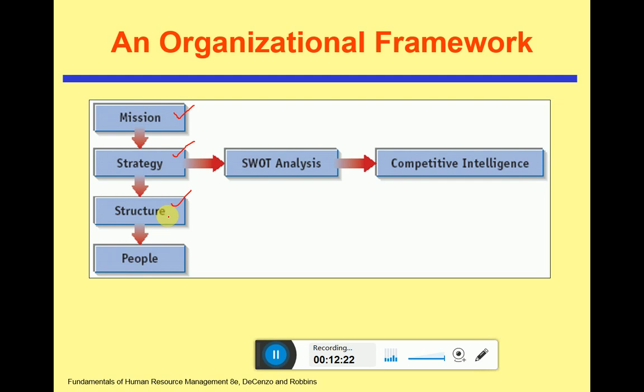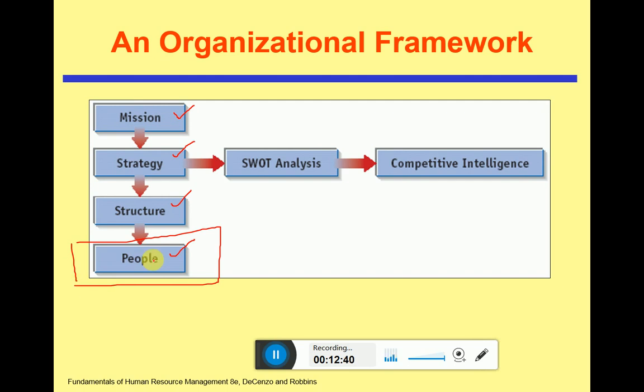That is, what type of people will perform what type of duty. That is known as structure. Once the structure is clear, the next thing is the people. How many people do we require? This is where the HRP process starts.